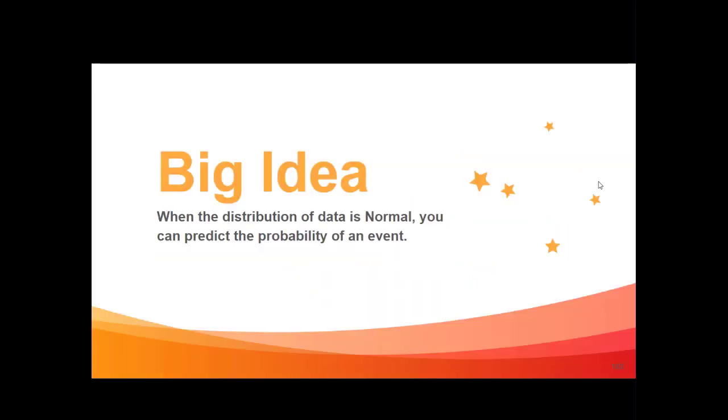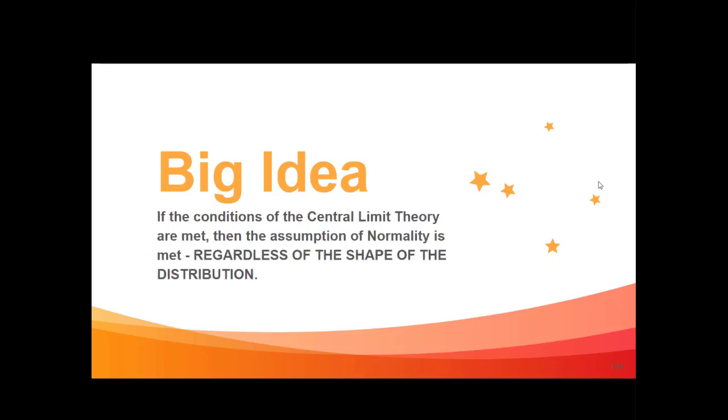So what's the big idea? As I've been saying, when the distribution of the data is normal, you can predict the probability of an event. The next big idea is that if the conditions of the central limit theorem are met, then the assumption of normality is also met, regardless of the shape of the distribution. So even if you check the assumptions in the typical way that we've been doing it, and you are getting skewed data, we still know that you can assume normality.